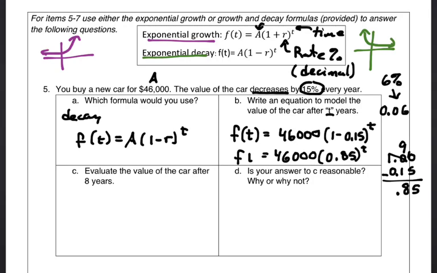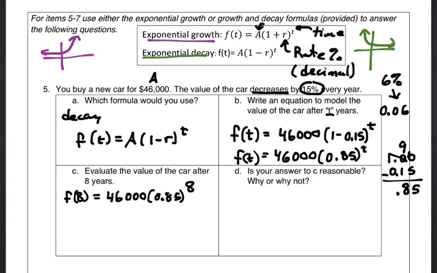So here's our formula for a situation. C says evaluate the value of the car after 8 years. And so here we're plugging in the 8 for the t. Now right there you're just plugging in 8. All this says is I'm plugging in 8 into the f function. You don't actually do anything with it. The f is not multiplying to 8 or anything like that. Then you plug it in, so you got 46,000 times 0.85 raised to the 8 power.